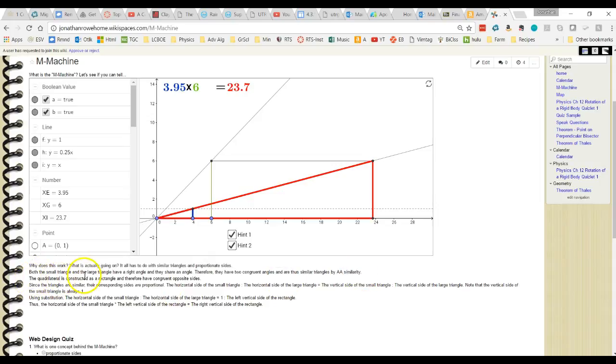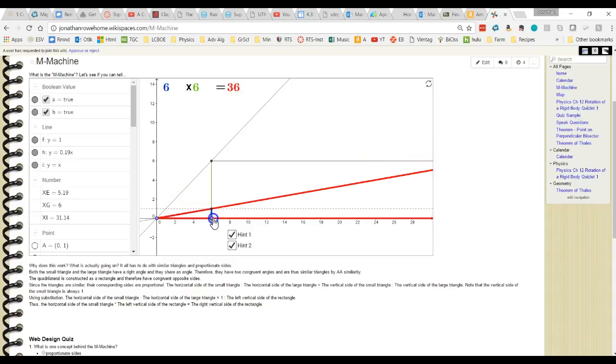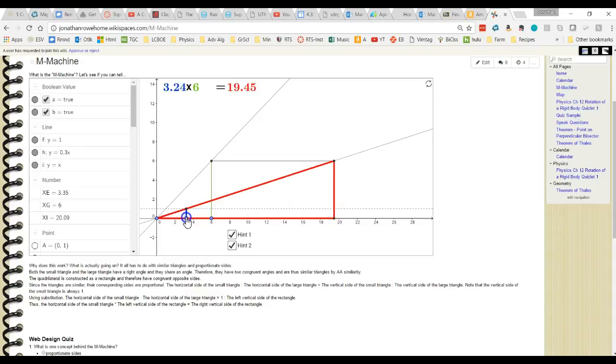The quadrilateral is constructed as a rectangle and therefore has congruent opposite sides. Since the triangles are similar, their corresponding sides are proportional. So the horizontal side of the small triangle is to the horizontal side of the large triangle, just as the vertical side of the small triangle is to the vertical side of the large triangle. Note that the vertical side of the small triangle is always 1. See, that's one of the constraints here, is that this is always 1. No matter where we put it, this one's always 1.